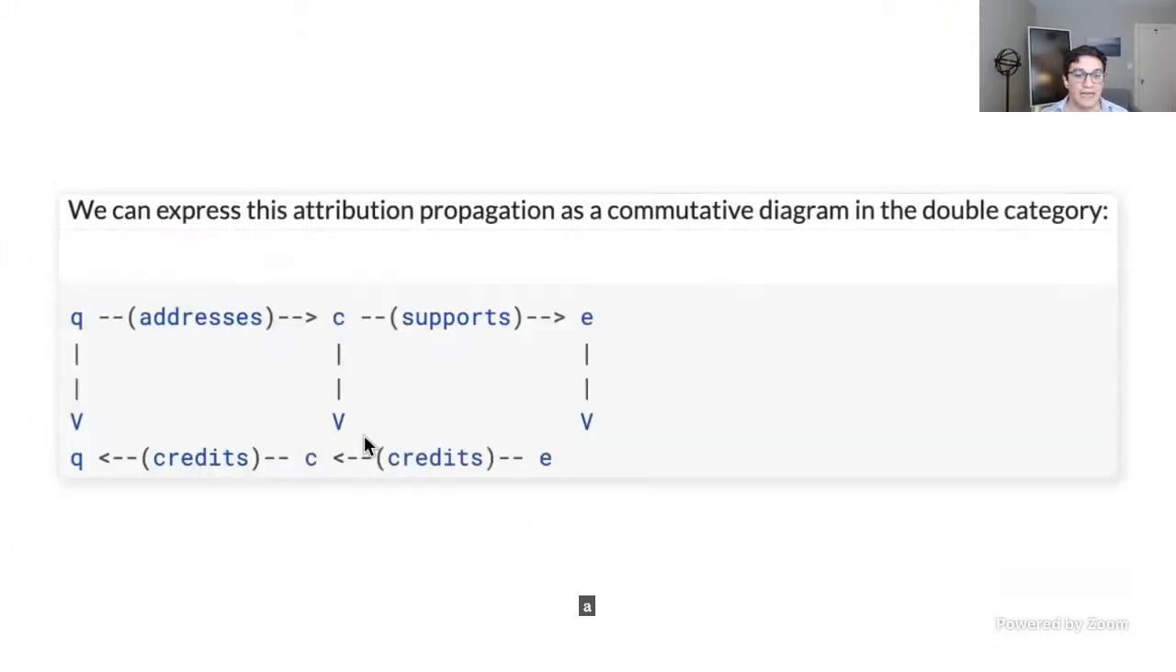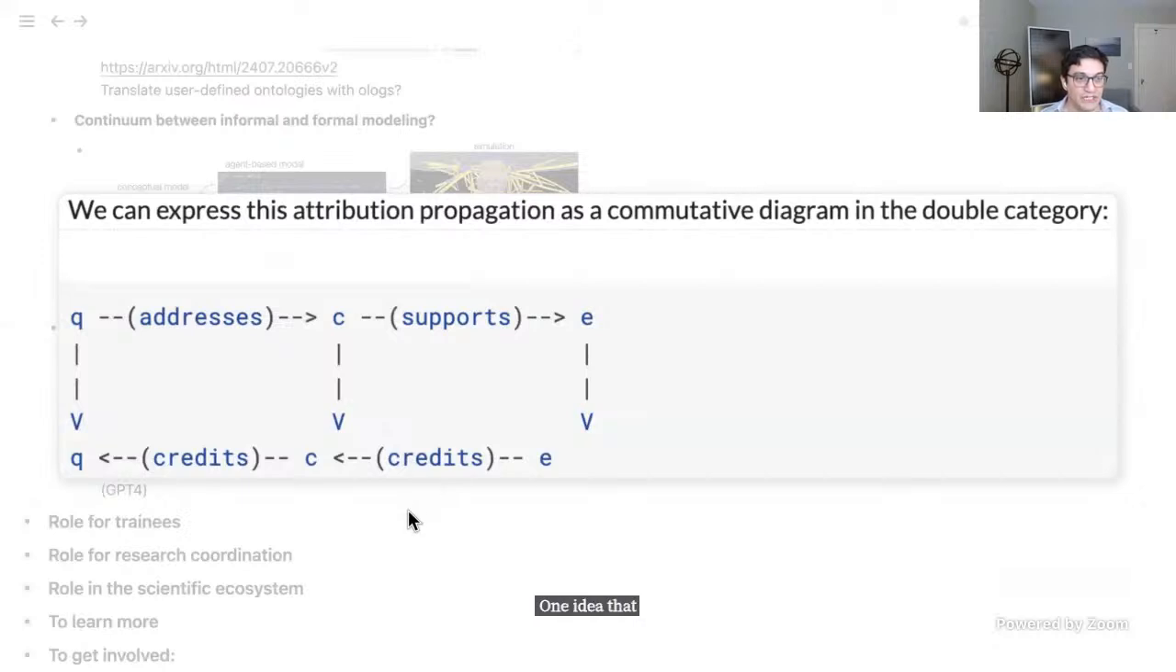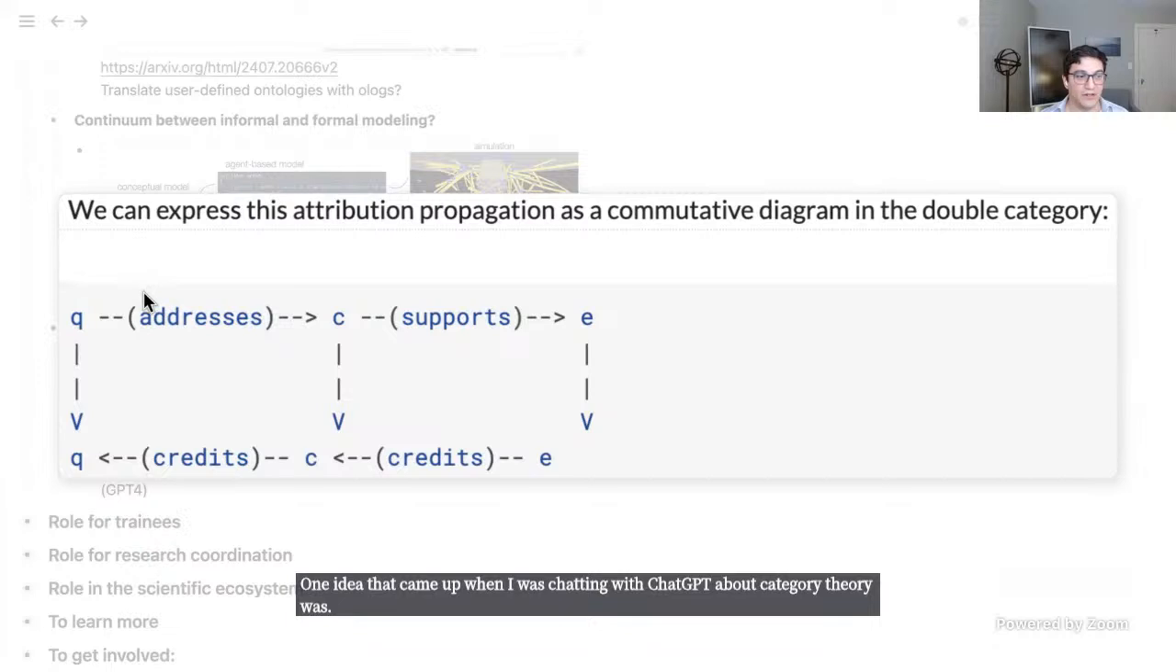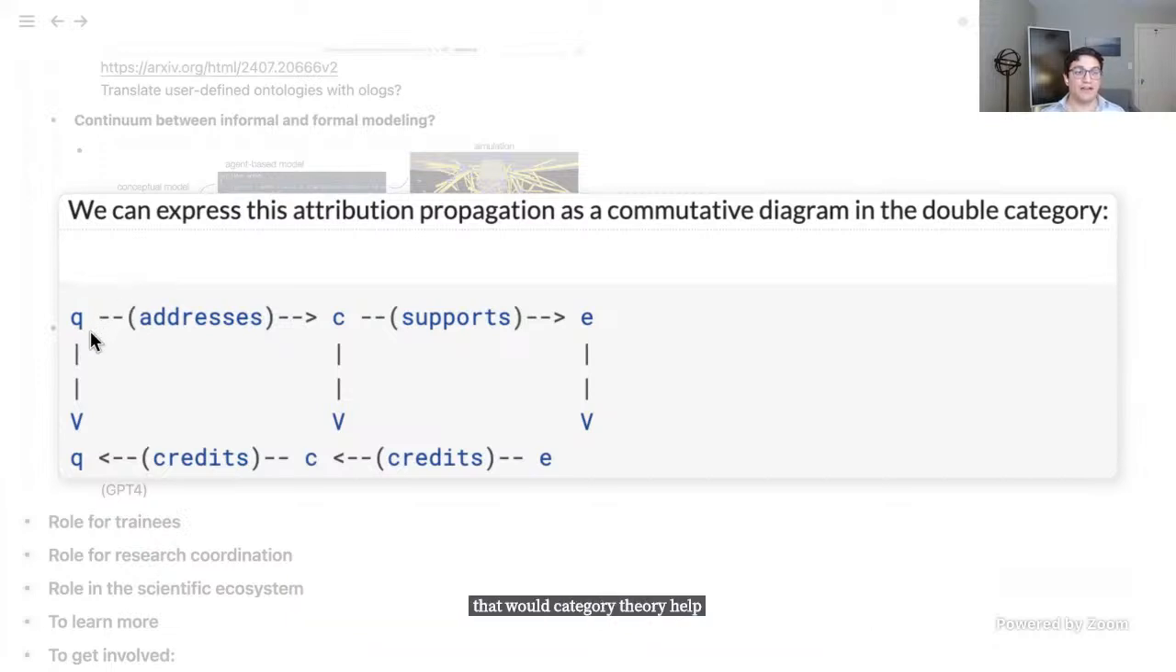One idea that came up when I was chatting with ChatGPT about category theory was whether category theory could help to propagate credit attribution when somebody's claim is being supported by another piece of evidence.